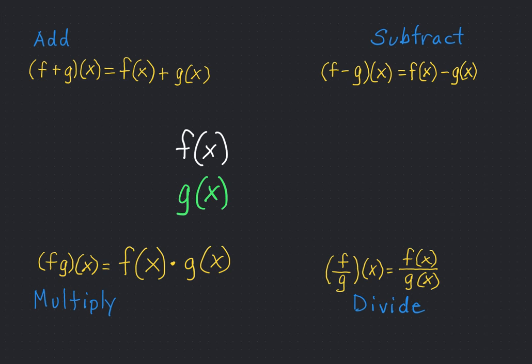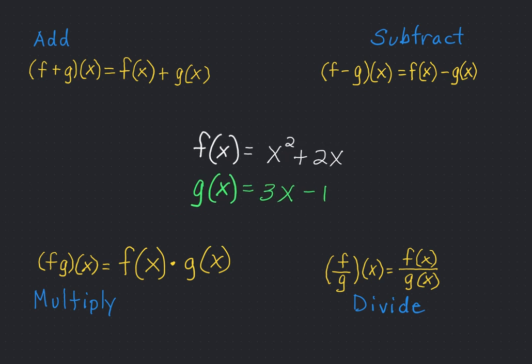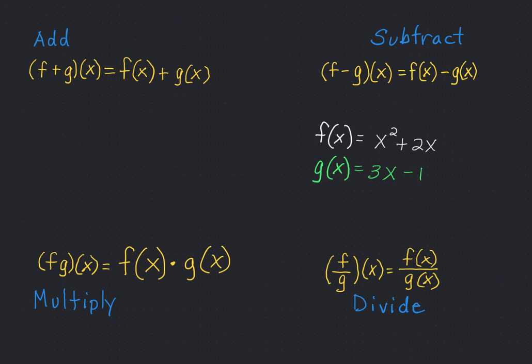Let me reveal why I chose two different colors for those functions in the beginning. That's because I want to define each of these functions now, and I think I will define f of x as x squared plus 2x. And I will define g of x as 3x minus 1.